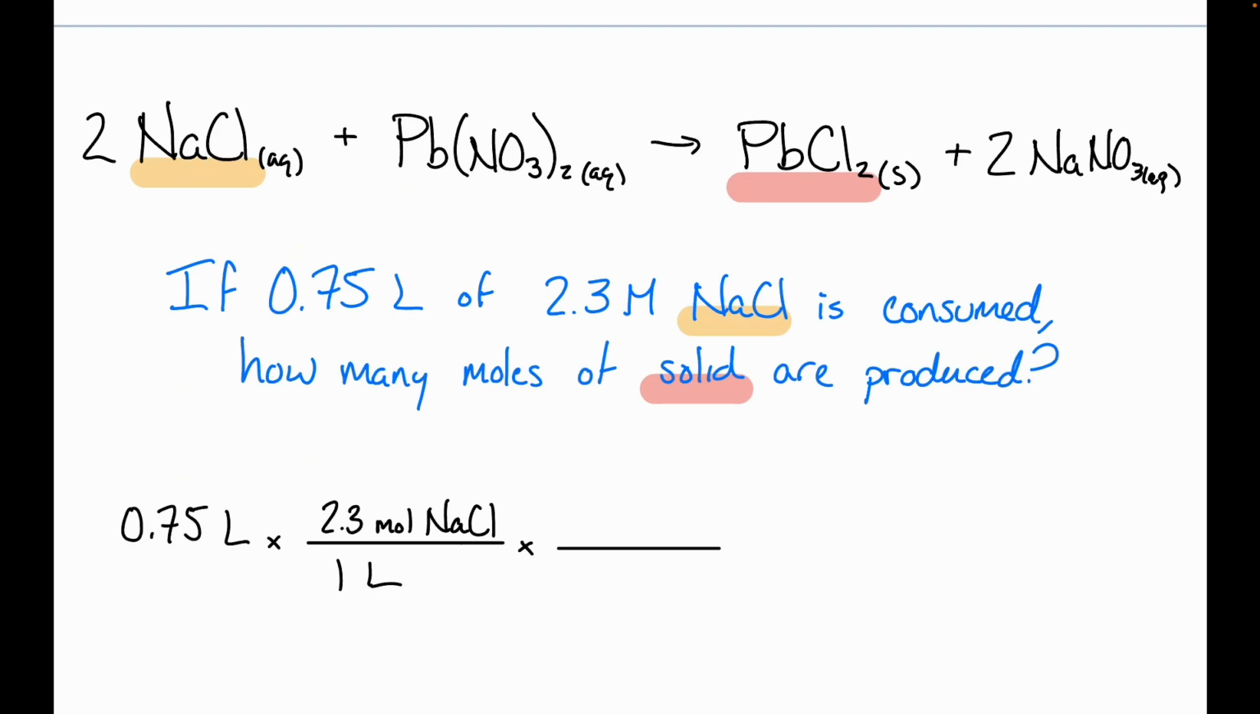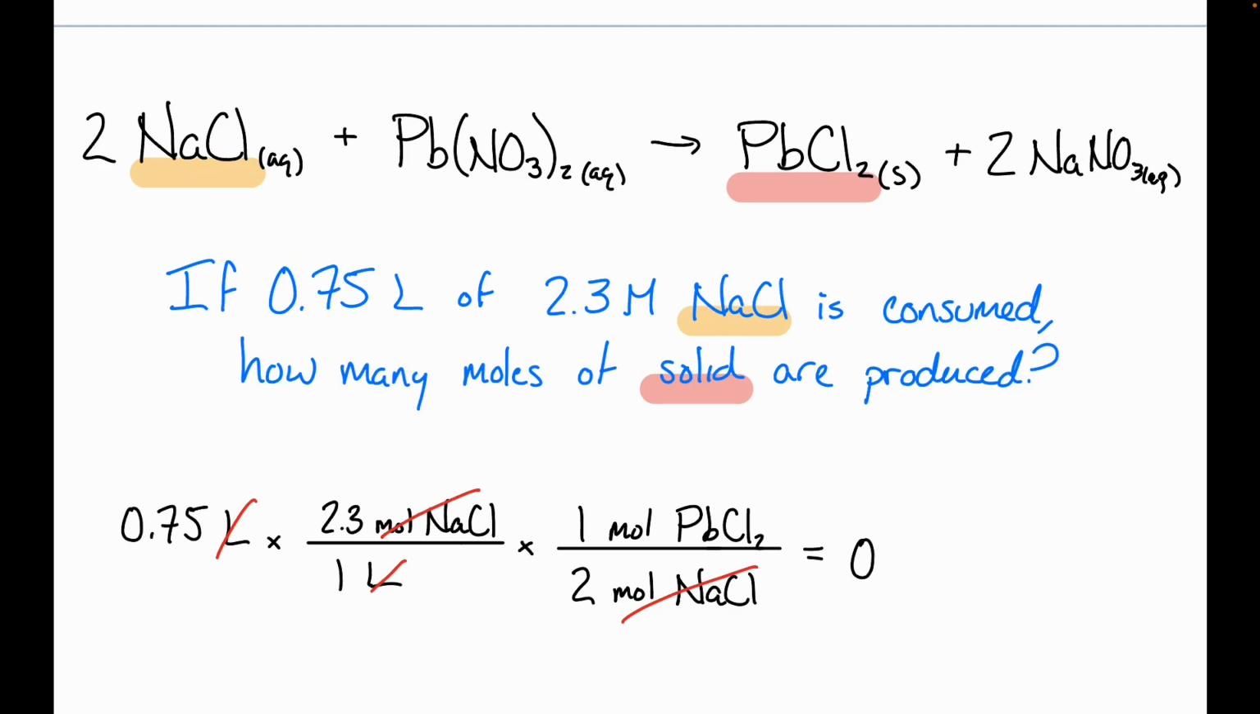All right, so I'm going to use my volume and my concentration. If I stopped right here, I would have moles of sodium chloride. But my problem is asking me to jump from one part of my balanced chemical equation to another, so I'm going to need to use that stoichiometric ratio that says that there are 2 moles of sodium chloride consumed for every 1 mole of lead chloride, PbCl2, that's produced. All right, so now my problem's set up so that liters cancel out, moles of sodium chloride cancel out, and I'm left with moles of lead chloride.